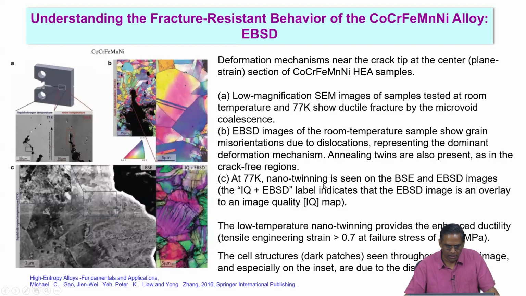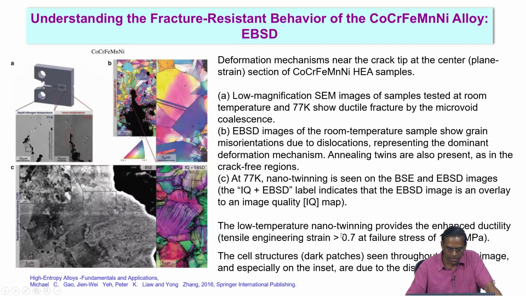So at 77 Kelvin, nano twinning is seen on the BSC. You look at the scale bar, it's 2 micron, and then in this zoomed region, you can see this is just 1 micron. So nano twinning is seen in BSC and EBSD images. The IQ map and EBSD label indicates that the EBSD image is an overlay of an image quality. This is how most people represent EBSD images.